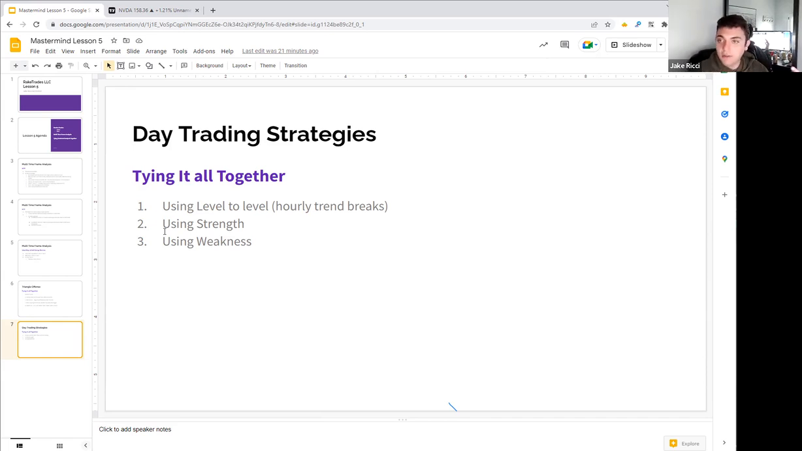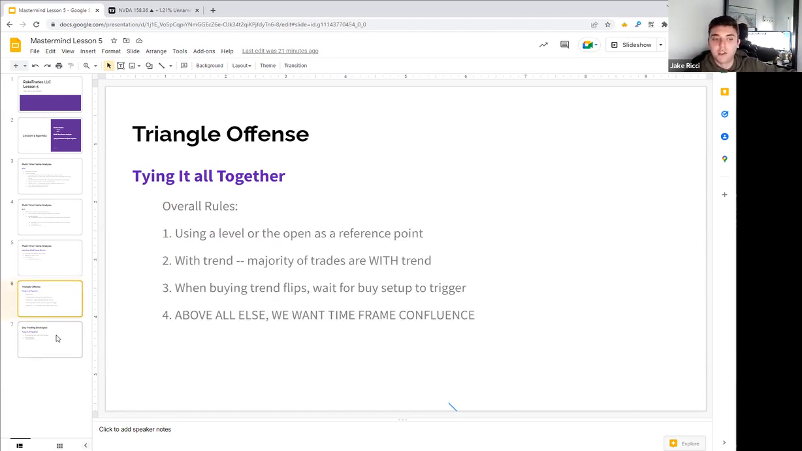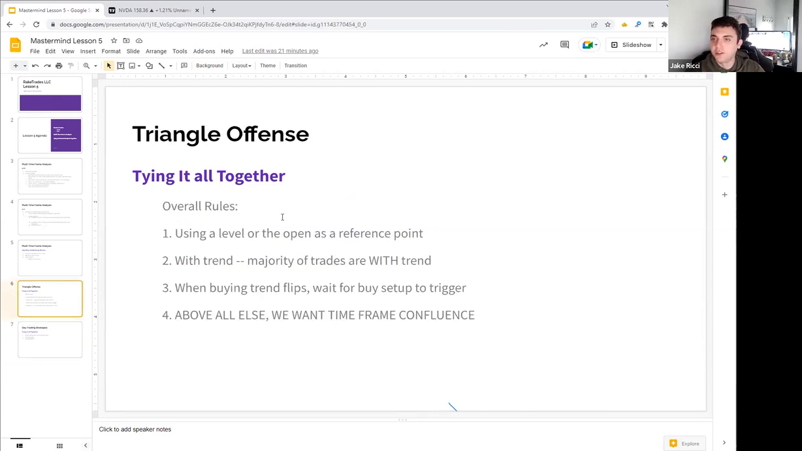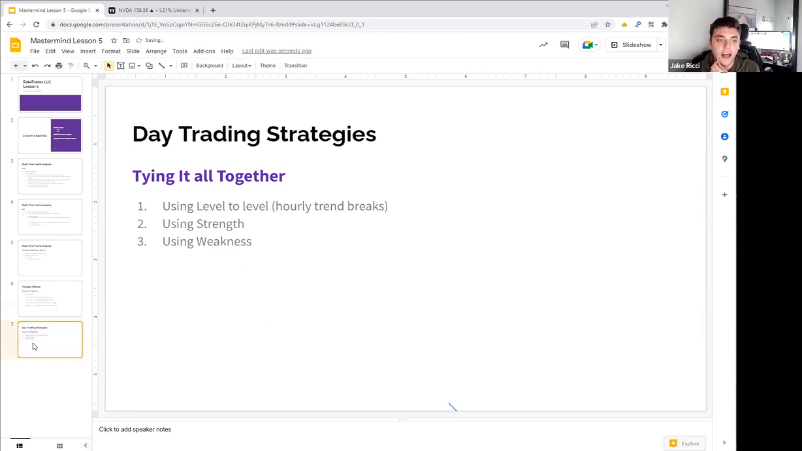One is the level to level system, using the hourly trend breaks for some sort of move from one level to the next level, right? That combines with all of our rules. Remember, each one of these strategies is fully inclusive of all of our rules in our triangle offense, so the triangle offense really is our strategy. But some people asked me for more specific names last time. So using level to level is one of them.